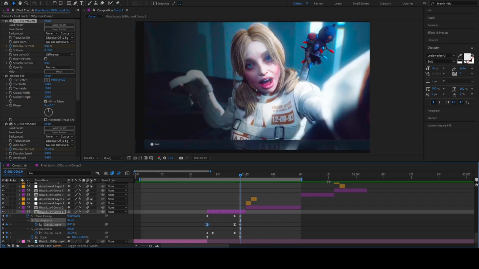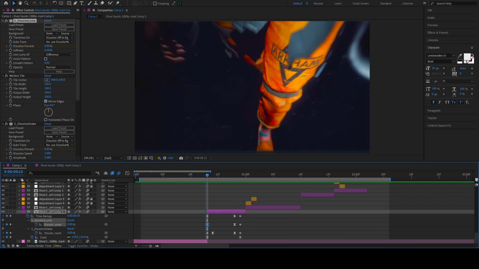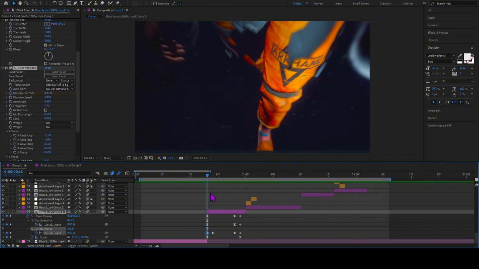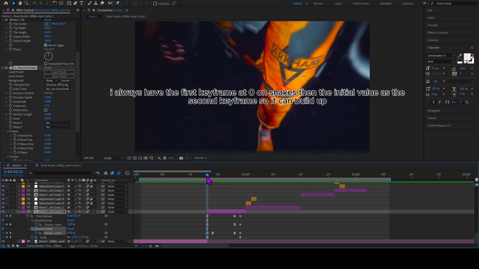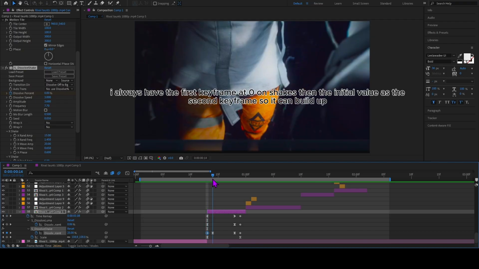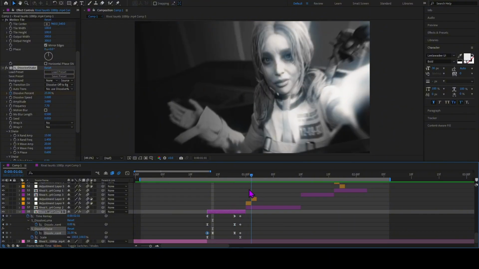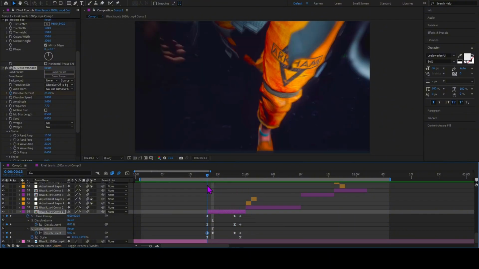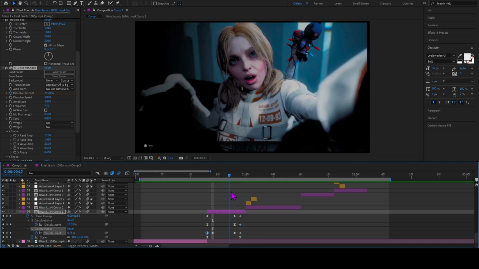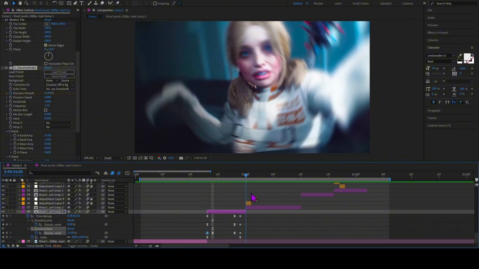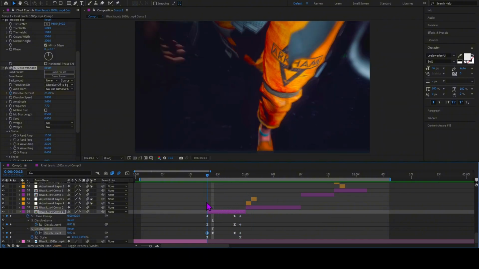So then here, all right, and then for the shake, for my shakes, I always start at 0, and then I have the initial value, and then I go back to 0 and then build it up again. I do this because it looks better when it flows, like how do I word this? Like the shake flows into the next clip. So I start off at 0.